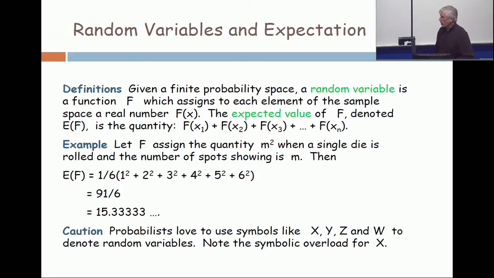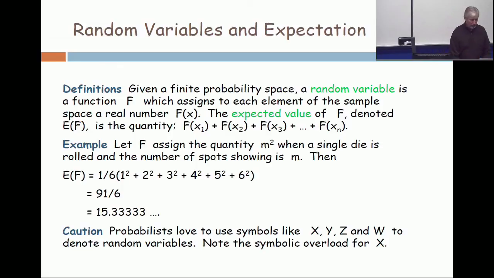And now I make the caution: probabilists love to use symbols that look like sets, symbols like X, Y, Z, and W, to denote random variables. They don't use functions, even though a random variable is a function. Engineers and computer scientists love symbols like F and G and H for functions. But probabilists use capital letters like X, Y, and Z. I could explain that to you, but I won't attempt to. So when you see an X, sometimes it will mean the sample space, but more likely it will mean a random variable.